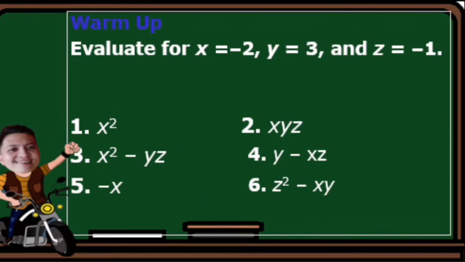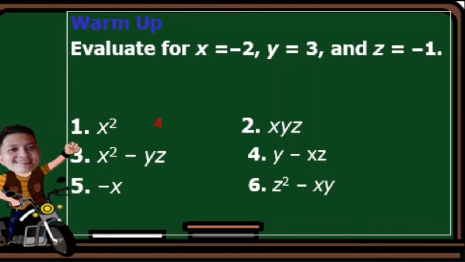Evaluate for x is equal to negative 2, y is equal to 3, and z is equal to negative 1. Let us start in number 1, which is x squared. If x is equal to negative 2, simply substitute the value of x to the problem in number 1. So negative 2 squared is equal to what? Correct. It is equal to 4.